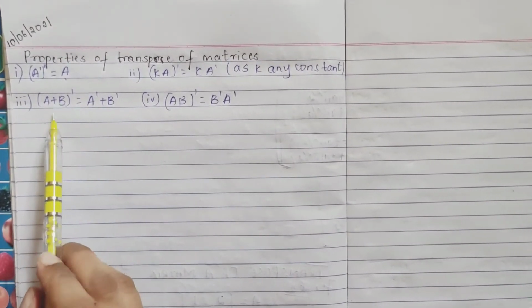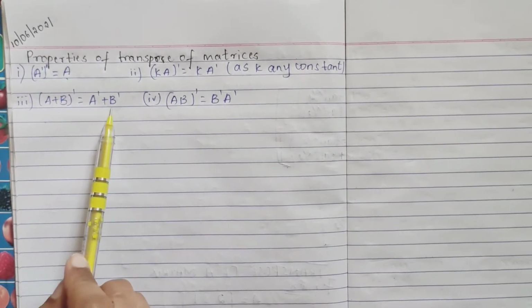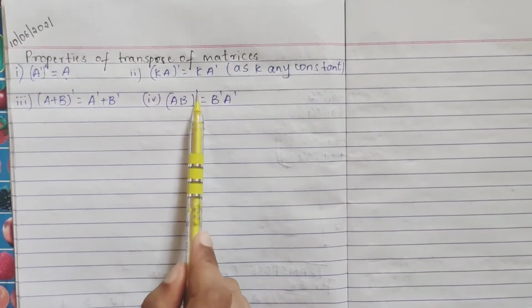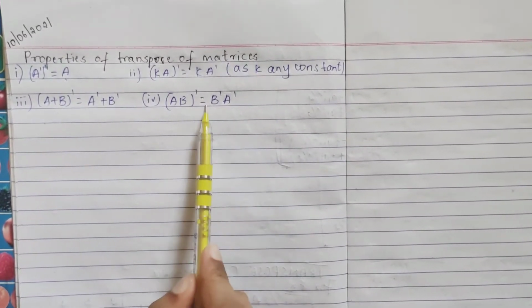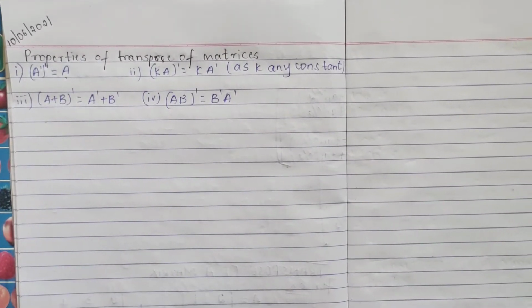Third, in terms of addition, (A plus B) whole transpose is nothing but A transpose plus B transpose. In terms of product, (A into B) transpose is B transpose into A transpose. When you open it up, it will be B transpose into A transpose. These are the properties.